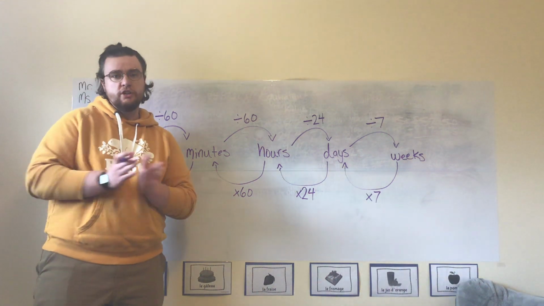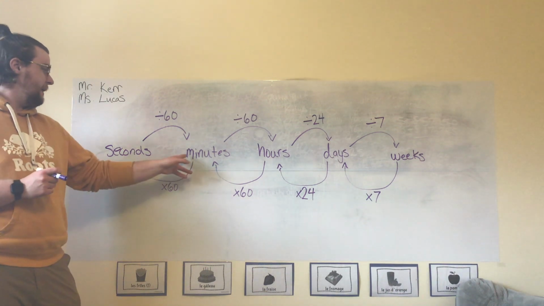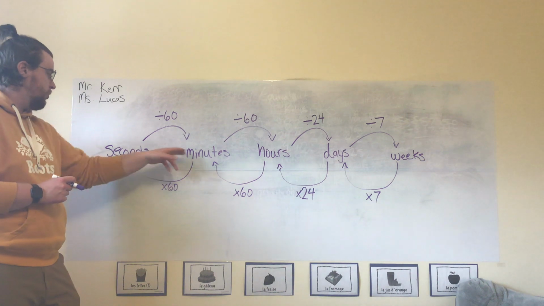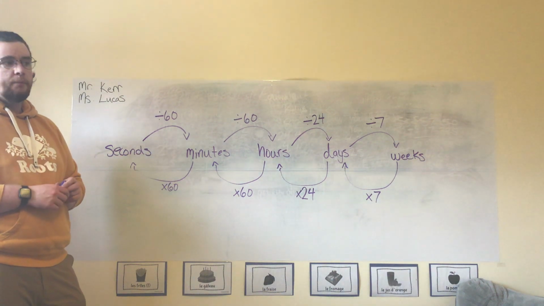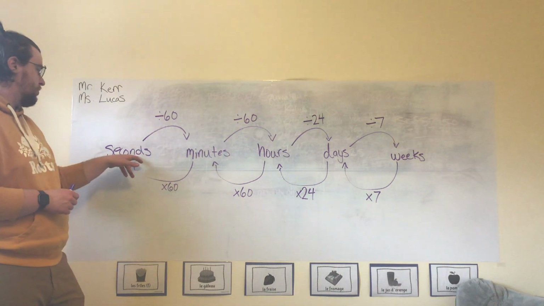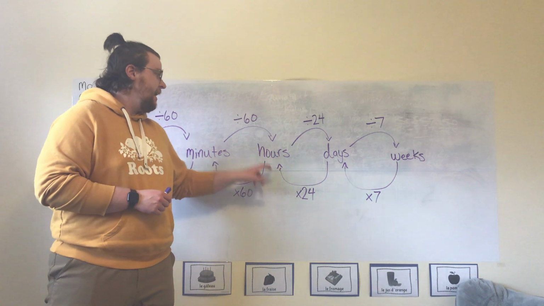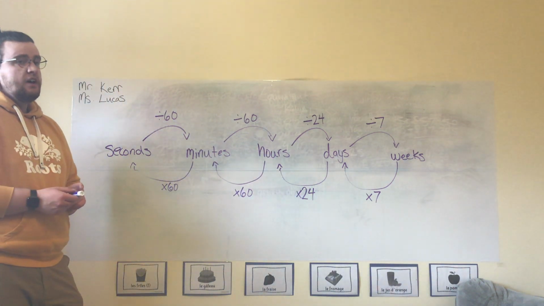So one of the tricks that you need to remember is if you are making the units of time bigger, you need to divide. So if the unit of time you are converting to is longer than the unit of time you are converting from, you have to divide. So if you're going from seconds to minutes, you have to divide. Minutes to hours, you have to divide. Hours to days, divide. And days to weeks, you have to divide.